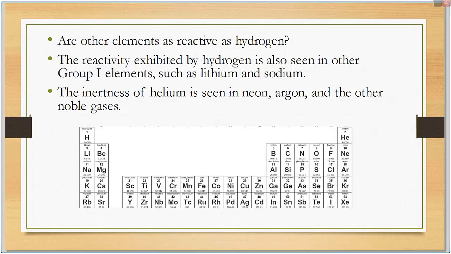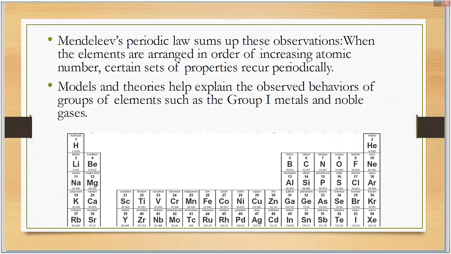And so the question is, how does that relate to the rest of the periodic table? The reactivity exhibited by hydrogen is also seen in other group 1A elements, such as lithium and sodium. The inertness, the tendency not to react, is the same in neon and argon and other noble gases. And it all has to do with the placement of the electrons around the nucleus.